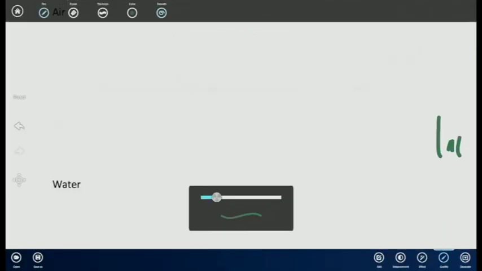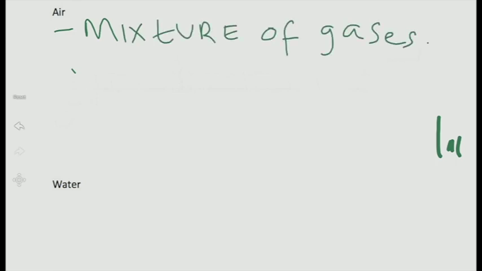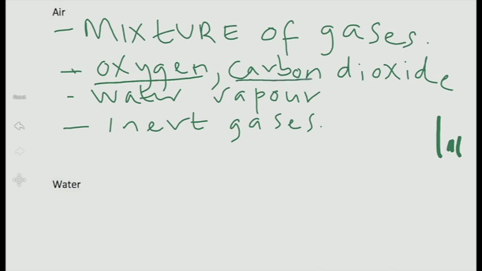Here we have the air. Air is a mixture of gases. We find air in the atmosphere. These gases include oxygen and other gases which we say are the inert gases. From these gases, we normally consider the two, oxygen and carbon dioxide.